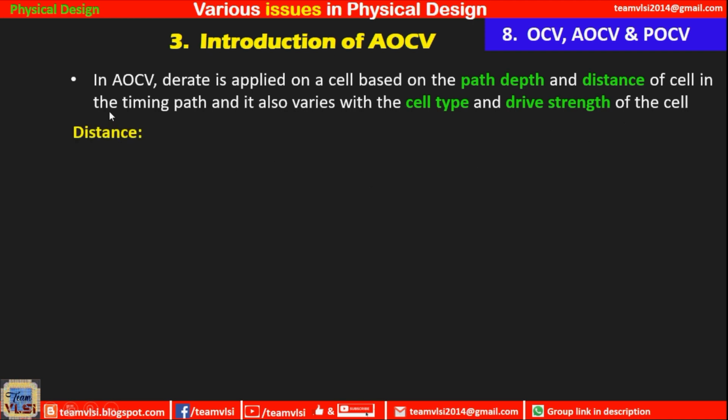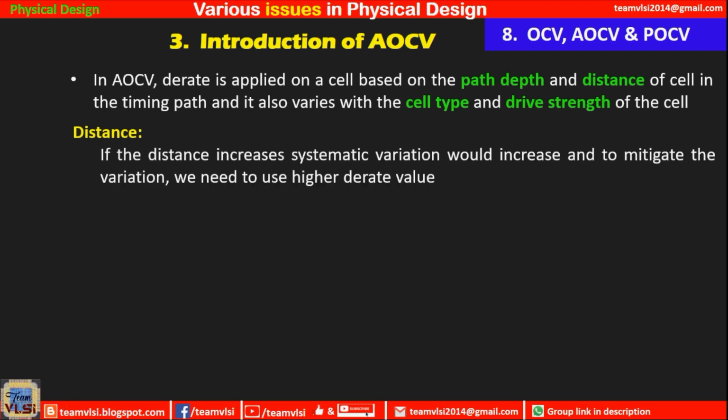First let's see what is the meaning of distance and how, according to distance, your derate factors vary. If the distance increases, systematic variation would increase, and to mitigate the variation we need to use a higher derate value. So it says that if distance increases, systematic variation will increase, and if the systematic variation is increased, we have to consider the higher derate value.